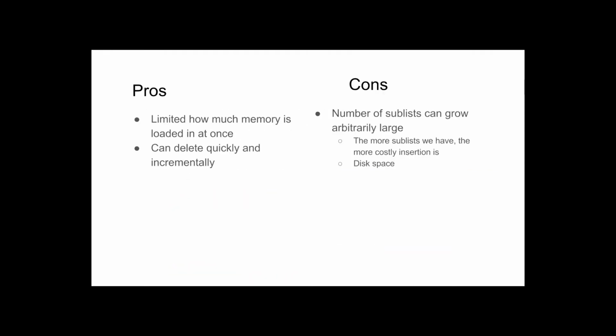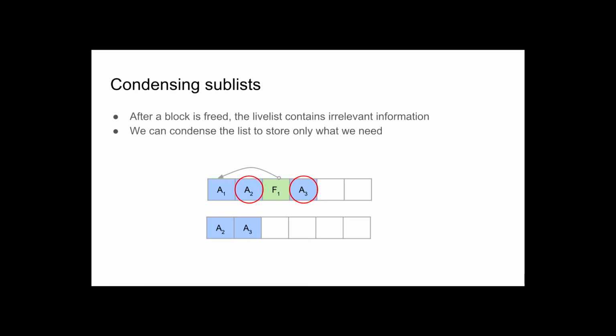Cool. So the next idea is condensing. After a block is freed, the live list is now containing irrelevant information. So for example, in this one, we have block pointer 1. We know that we've freed that block, but we're still keeping this information around. We're still keeping this history, even though we're not actually going to do anything with it when we're actually deleting the clone. So the idea behind this is before we actually delete, we can condense.